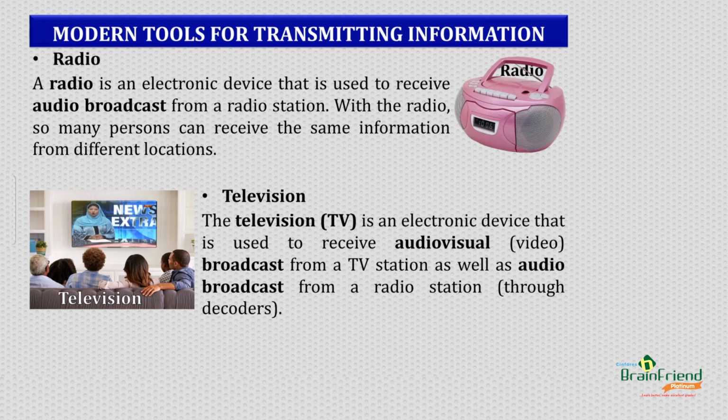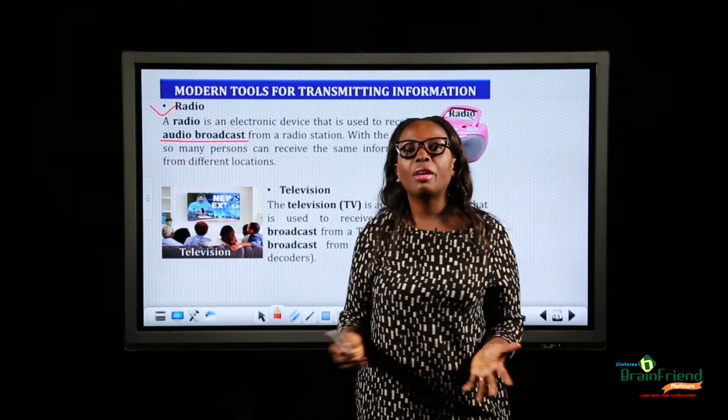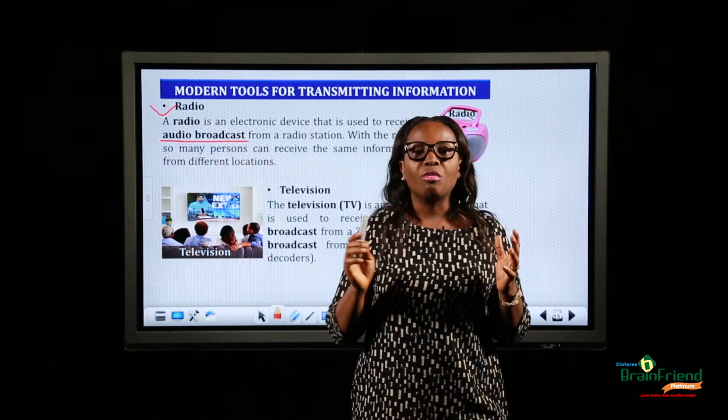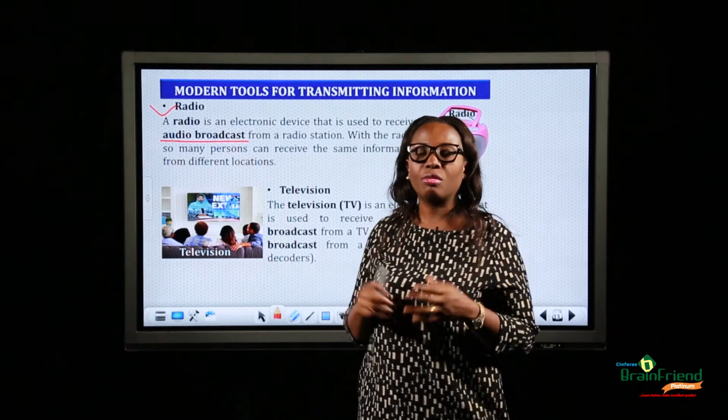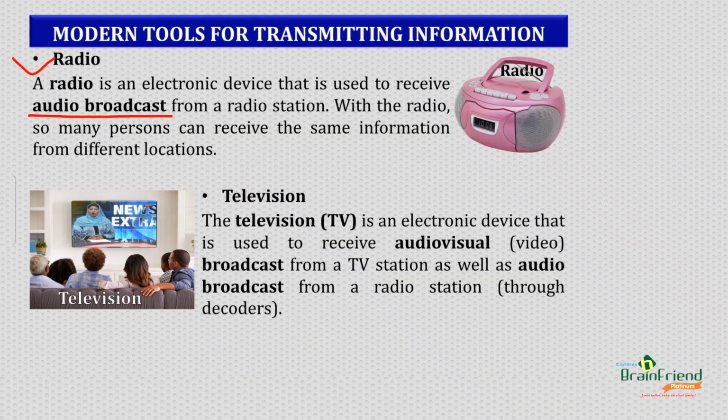Another tool that is used for modern transmission of information is the radio. Unlike the telephone, a radio is an electronic device that is used to receive audio broadcasts, in other words, audio messages. And so different people in different locations can receive the same audio broadcast from the same station. Another tool is the television. Unlike the radio, with the television, you can receive both video and audio broadcasts.